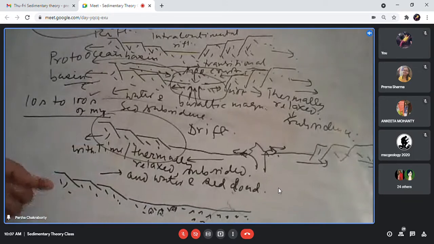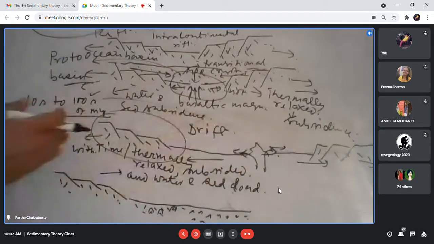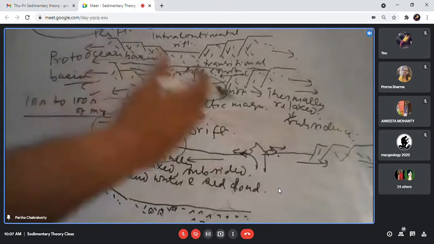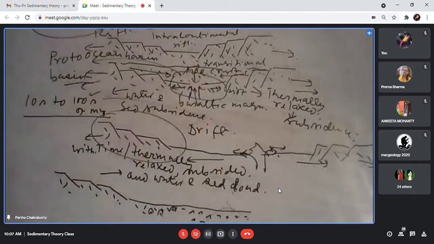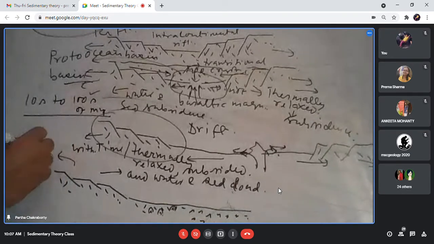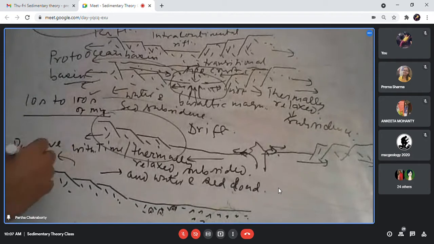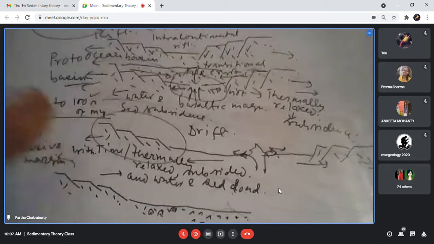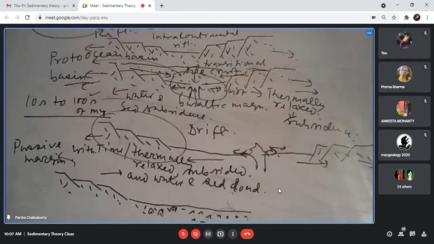now what is happening to this margin? This is now shifted from the mid-oceanic ridge for a large distance. And it has been thermally relaxed, it has subsided, it has taken the load of the sediment and water, and it has now become a passive margin. Now it will become a passive margin.